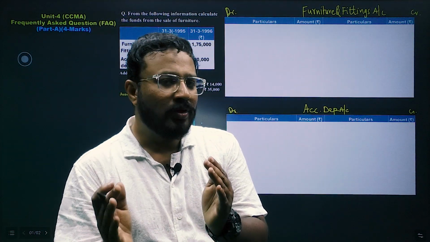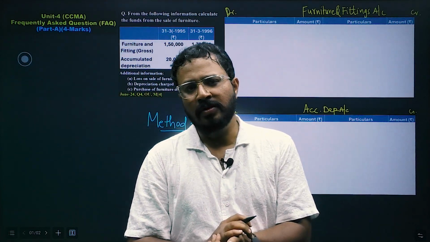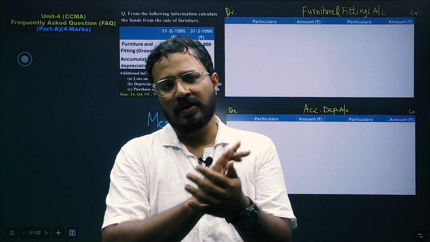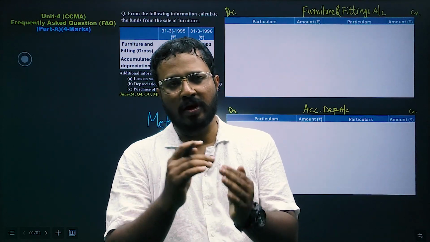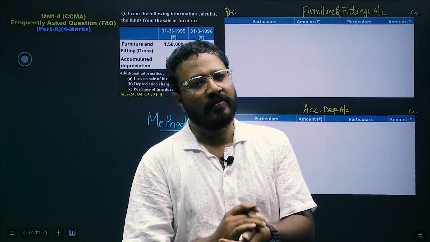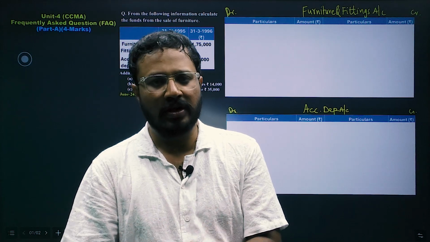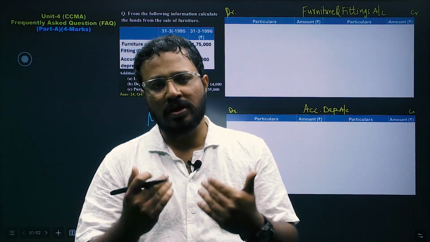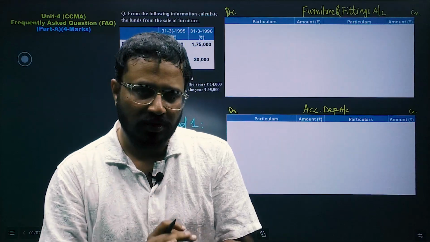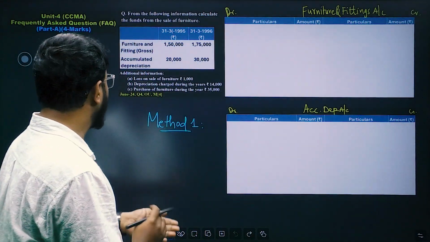So how to calculate the loss? What is the formula? Sale proceeds minus WDV. If your amount is positive, it is profit. If the amount is negative, it means it is loss. That is, WDV is higher, the amount you received is lower, so it is a loss. That loss is 1,000, right?